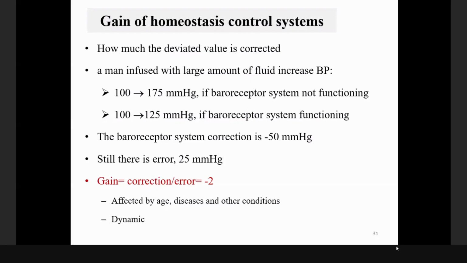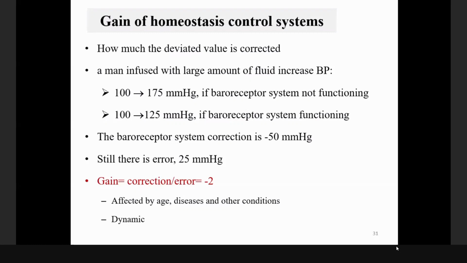That means when you get aged, our homeostasis is reduced, so the probability of having different diseases is increased. So other factors are different diseases, which affect the components of the homeostasis control system again, and that affects the gain of our homeostasis. You should know that the gain of homeostasis is not static, rather it is dynamic. That means our gain of homeostasis is affected by so many factors.